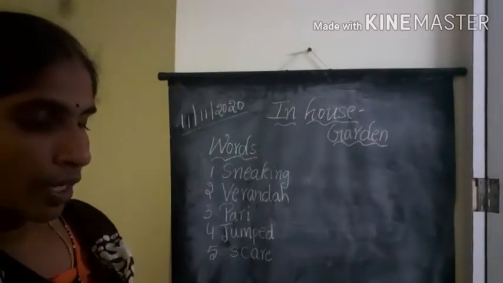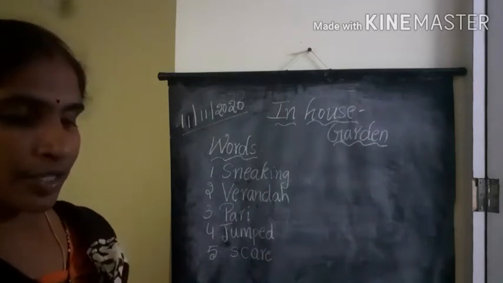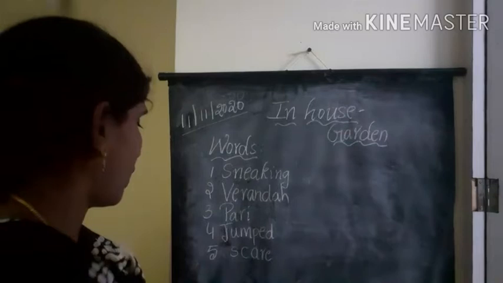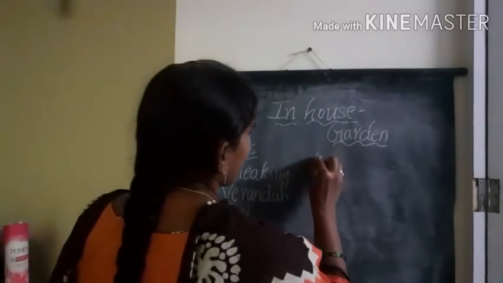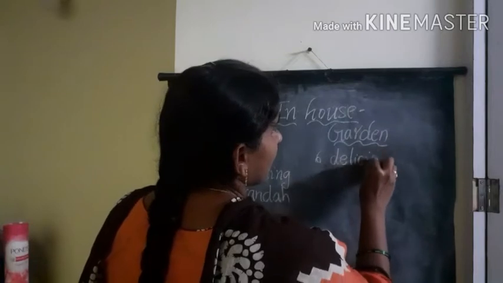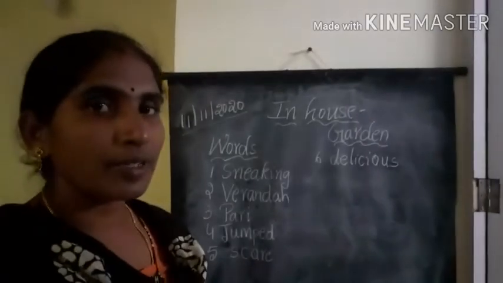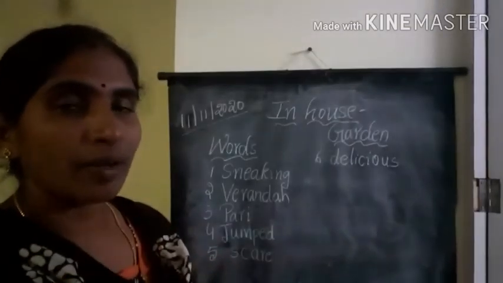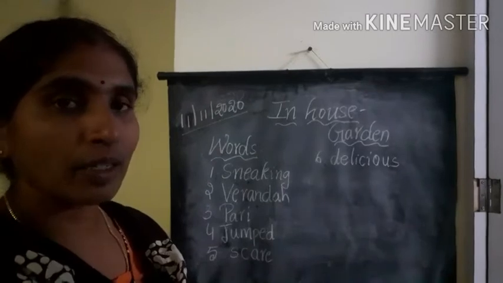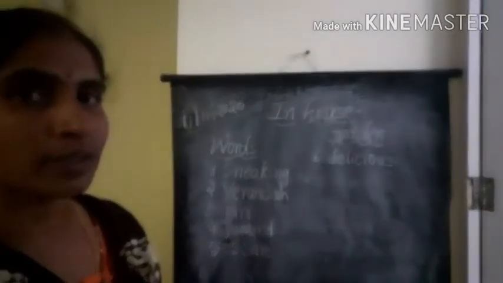Understand? It was 8 a.m. and Pari had woken up to the delicious smell from the kitchen. Delicious smell means very good smell. Nice smell. Delicious. Delicious smell from the kitchen means the good smell. For the good smell, Pari woke up at 8 o'clock.